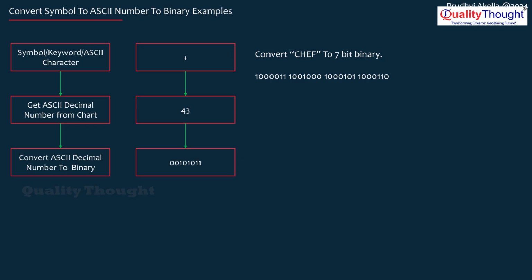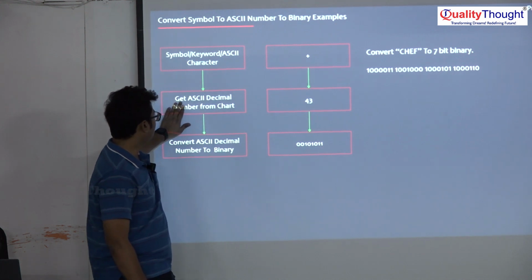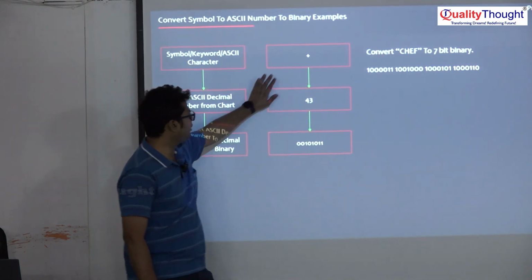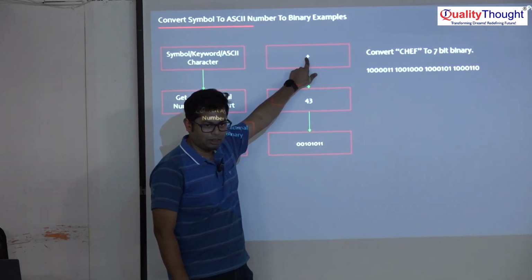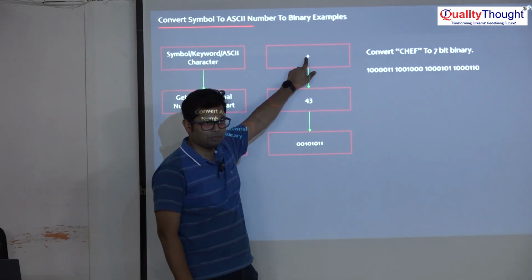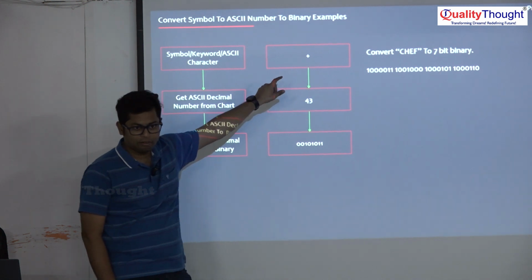Now, if I want to convert a symbol into the ASCII number and then to the binary number, what should I do? First, I need to take the symbol. This is a symbol. Now I need to get the decimal ASCII number for that. So the plus is a symbol. What is the ASCII decimal number for that? 43.